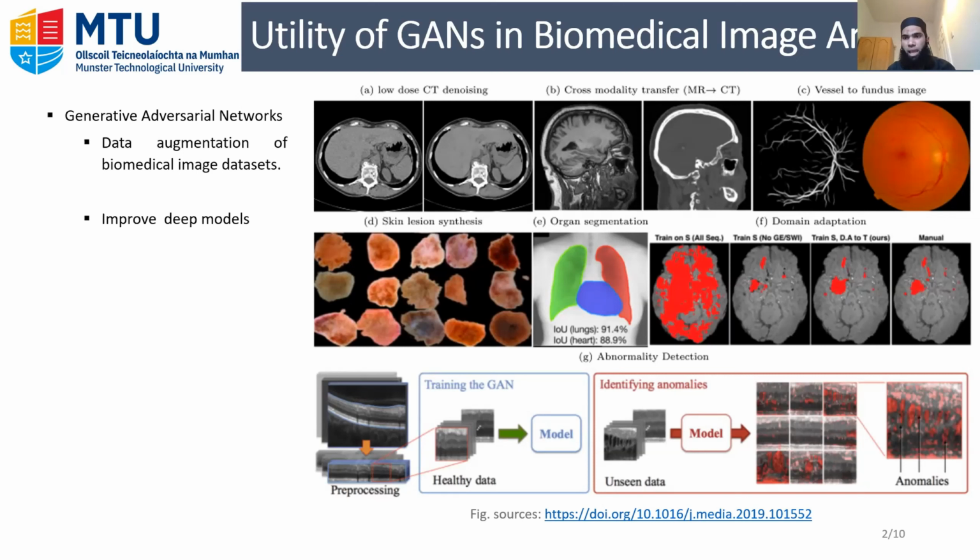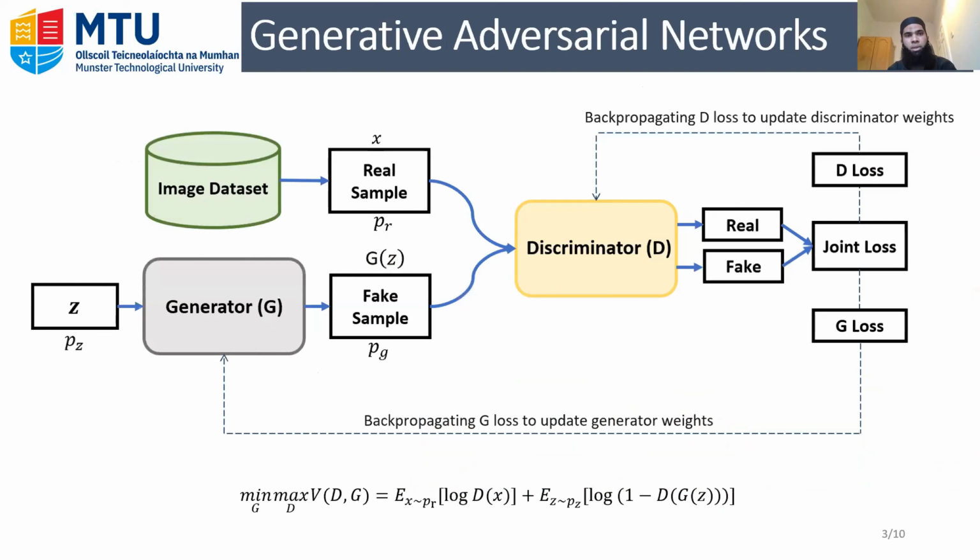So this technique will help to improve the classification performance of deep learning models, as well as improve different application performance, such as predictive analytics. So let's dig into the GANs. What are generative adversarial networks and how do they work?